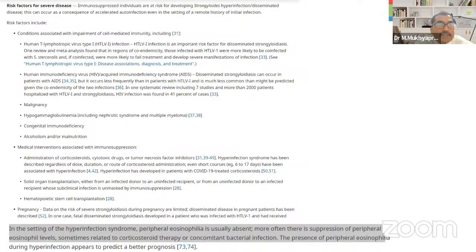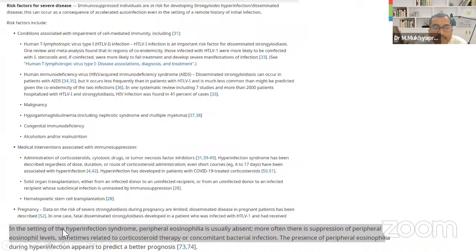So I'm showing the risk factors: HTLV virus, HIV virus, both he didn't have. Malignancy, which he didn't have. Hypogammaglobulinemia was not there. Congenital immunodeficiencies, whatever we could check, were not there. He was not alcoholic. If you see the next part, medical interventions, administration of corticosteroids: hyperinfection has developed in patients with COVID treated with corticosteroids, solid organ transplantation, all these things.